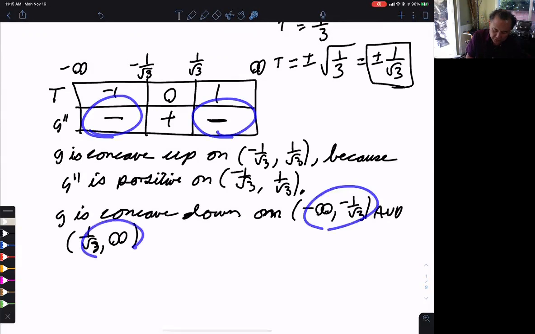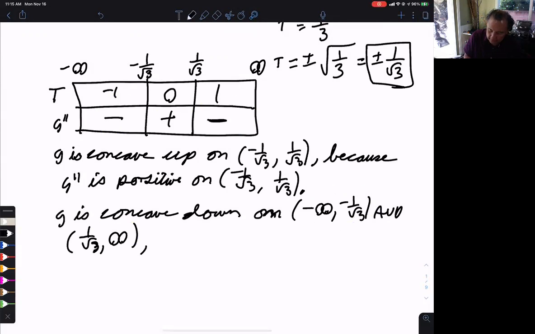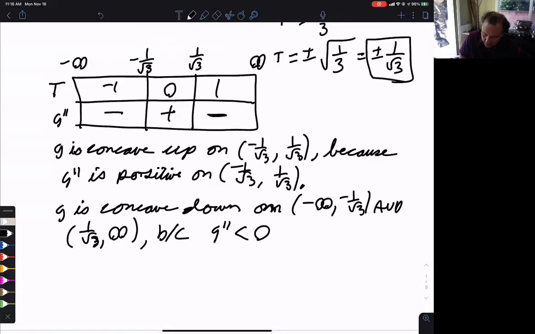So those are these 2 regions. Why? Because you're allowed to put a B/C for because. I'm just showing you different notations. I'm not being consistent. Because G double prime is negative. Instead of saying is negative, I'm just saying less than 0, just to show you some variations of what you can write on those intervals. Okay, I've done concave up, I've done concave down.